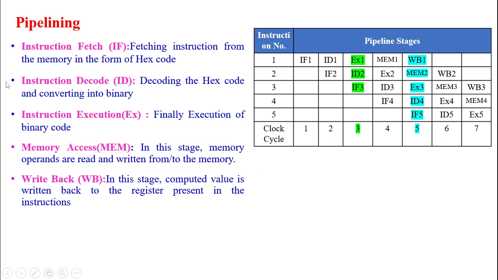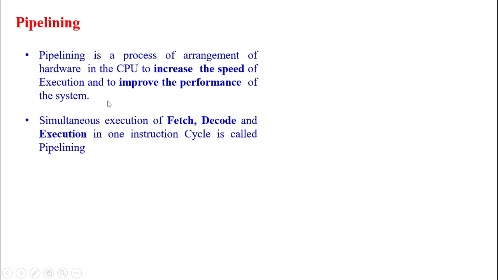Okay, so what is the pipelining? Again, I'll go back to the first definition here. Pipelining is the simultaneous execution of fetch, decode, and execution in a single cycle, which is called parallel execution, or it's also called pipelining. So what is the advantage of pipelining? The pipelining process will increase the speed of execution, and also it will improve the performance of the system. So this is the advantage of pipelining.